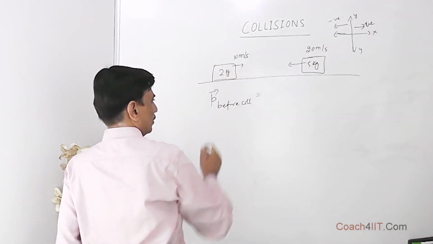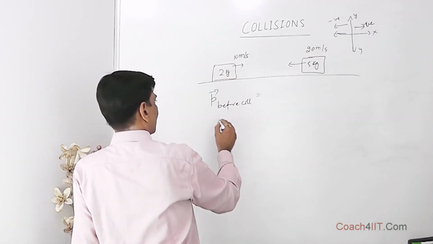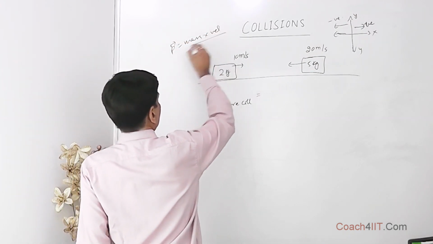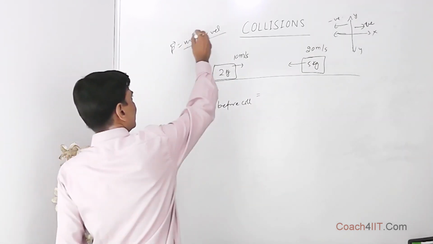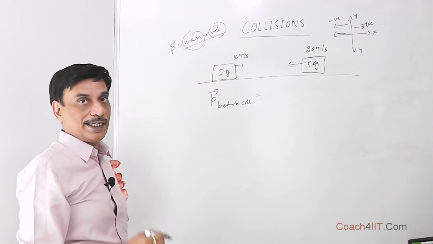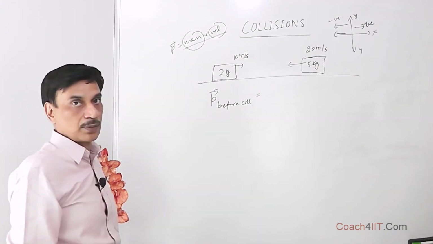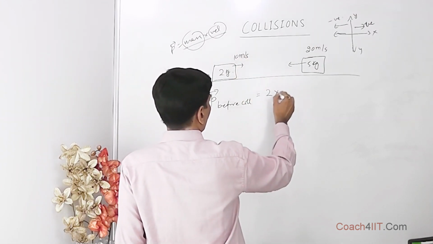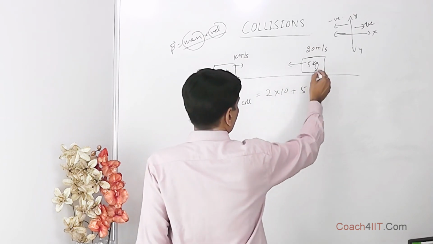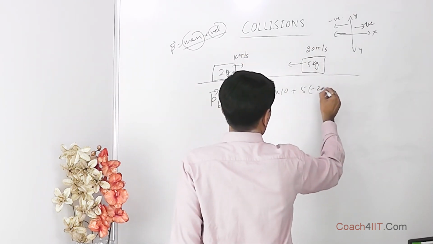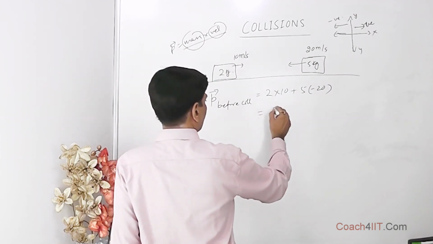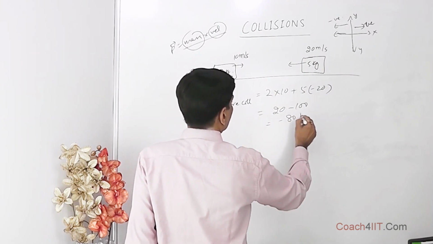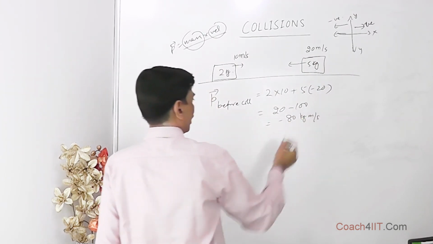So momentum before collision: momentum is mass into velocity. Mass is a scalar quantity, velocity is a vector quantity, it has magnitude as well as direction, so momentum is also a vector quantity. Momentum before collision is 2 into 10 positive plus mass into velocity. Velocity is in this direction, so it is 5 into minus 20. So this comes out to be 20, this comes out to be minus 100, so this comes out to be minus 80 kilogram meter per second.